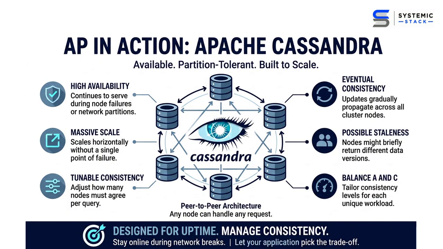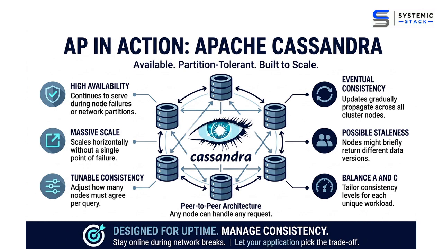A classic real-world example of an AP-leaning system is Apache Cassandra. It's designed to be highly available and partition-tolerant from the ground up. It works by using a peer-to-peer architecture where any node can handle any request. What matters here is that it allows for massive horizontal scaling without a single point of failure. If a few nodes go down or the network splits, Cassandra just keeps on chugging.